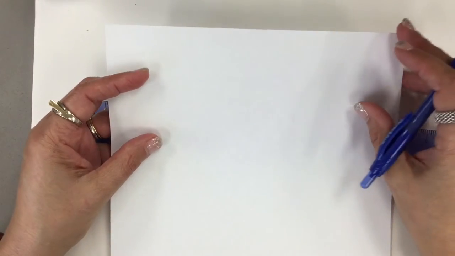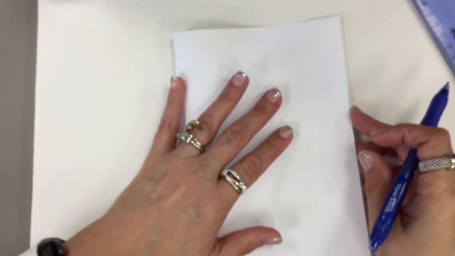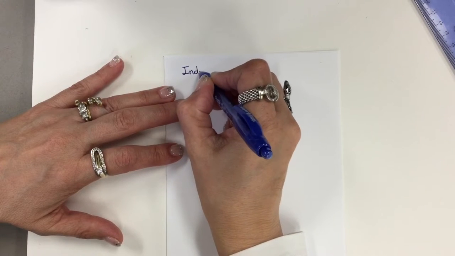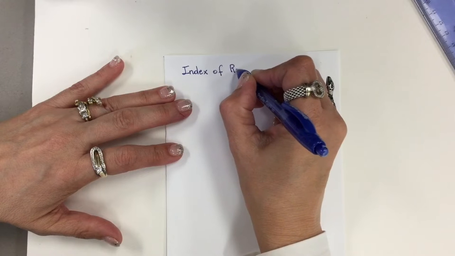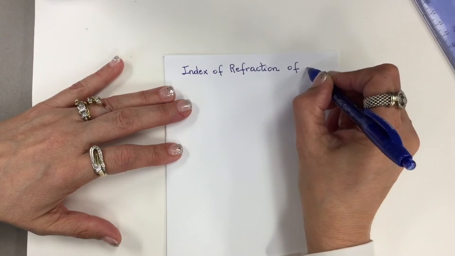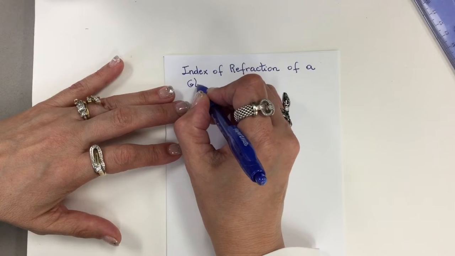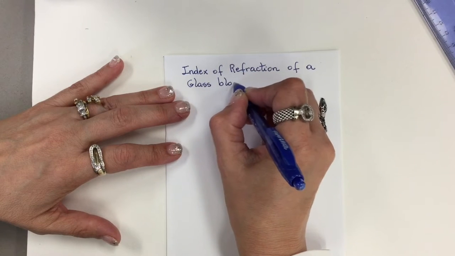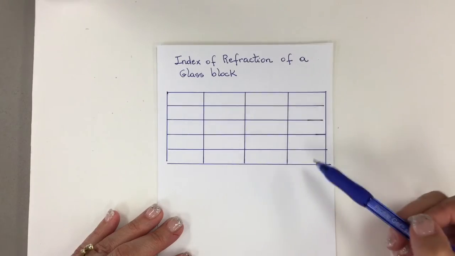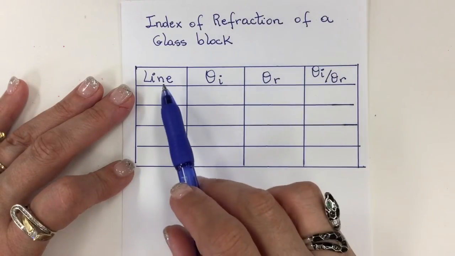I'm going to use a second piece of paper to record my information. I want to reuse this paper, so I'm going to fold it like this. And as a title, Index of Refraction of a glass block. Make a table with 5 rows and 4 columns. The first row is the heading.